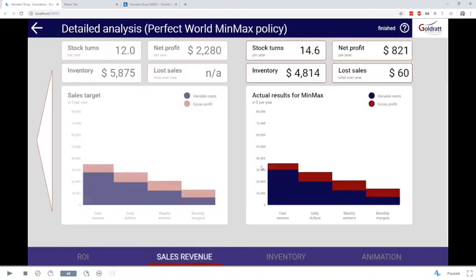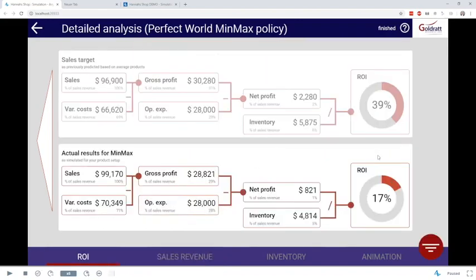We can compare the sales revenue by product category, like how many variable costs versus gross profit did you have, and you can compare it to the sales target that you were left with. We can compare the ROI. And here it gets interesting, right? Remember the 39%, that's what you're supposed to hit. Now, if you would have run the min-max policy in a perfect world, you really would only have been able to reach 17% of ROI.